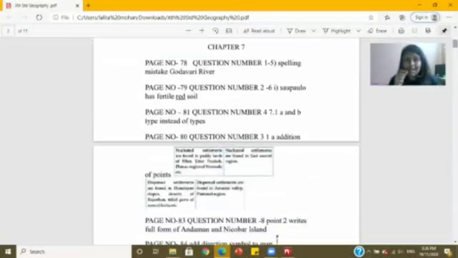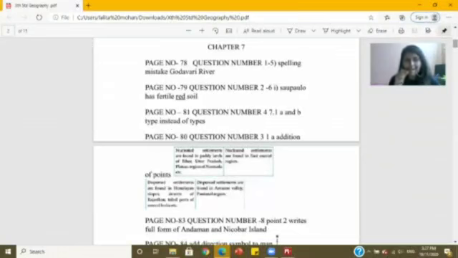Page 78, question number 1. There's a spelling mistake. It has to be corrected. Godavari River. Page number 79, question number 2.6, sub question 1. Sao Paulo has fertile red soil. Page number 81, question number 4, 7.1a and b. It has to be written as type instead of types.